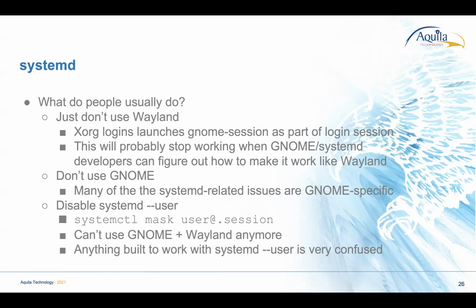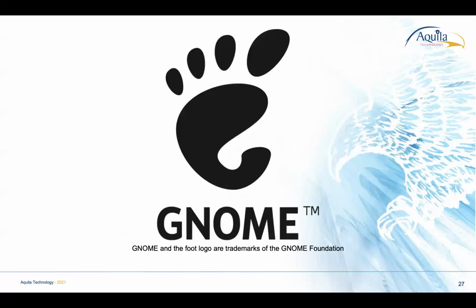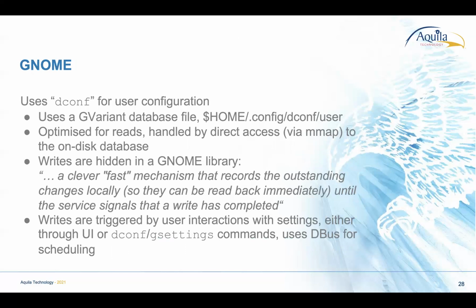So I think that if you are going to use anything modern, you're really going to have to learn to live with systemd user. So let's talk about some GNOME specific things. GNOME uses a thing called dconf for its user configuration. It uses a GVariant database file, which is usually stored in your home directory in .config/dconf/user. It's been optimized for reads. Dconf handles direct access to this using mmap, and then it kind of hides writes in a library.